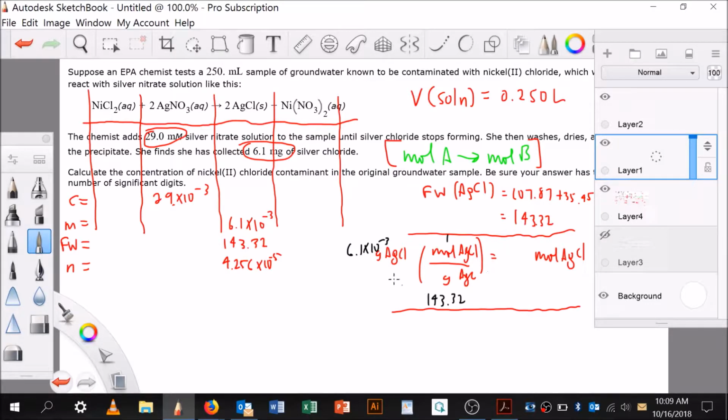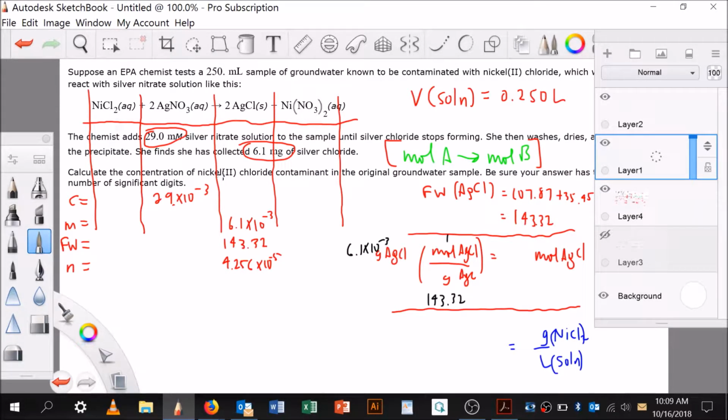Let me go here. Nickel 2 chloride. The concentration of nickel 2 chloride contaminant. I'm going to go to a different color, can I? And these are typically in grams per liter, right? That's grams of nickel 2 chloride per liter of solution, right?